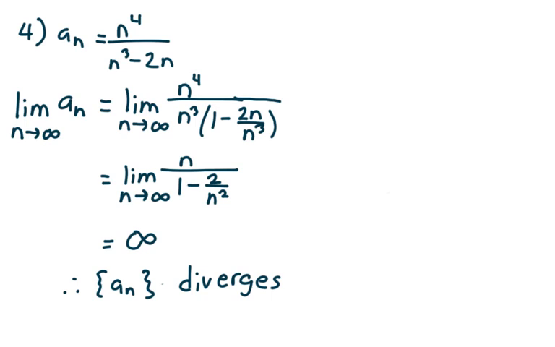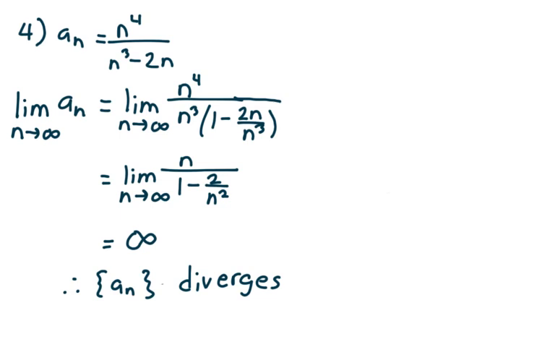Let's take a look at example 4. Suppose a sub n is equal to n to the fourth over n to the third minus 2n. The limit as n goes to infinity of a sub n is equal to n to the fourth divided by n cubed times the quantity 1 minus 2n over n cubed. So I just factored out an n cubed from the denominator.